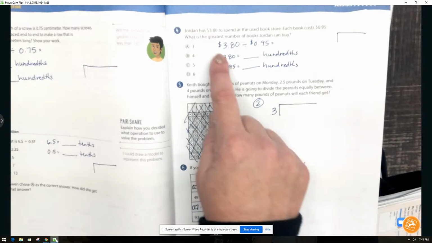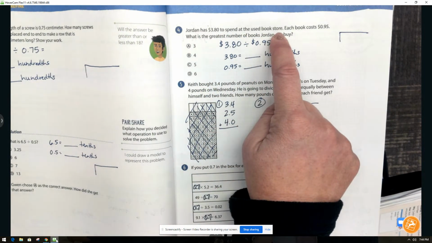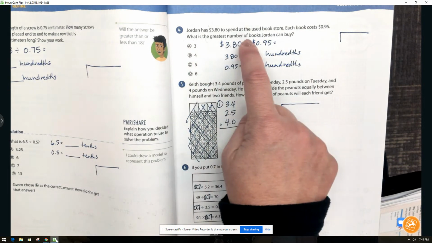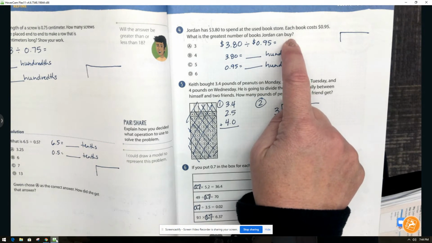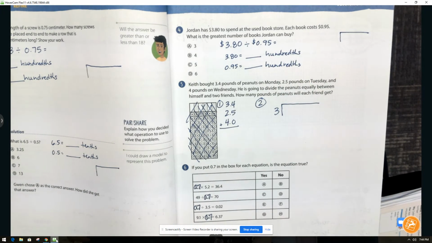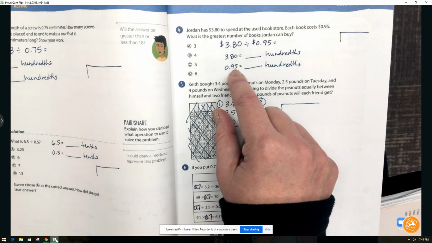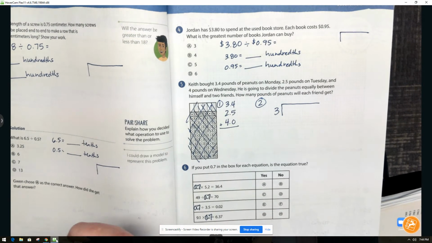Number 4, Jordan has $3.80 to spend at the used bookstore. Each book costs 95 cents. What is the greatest number of books Jordan can buy? So you're going to go ahead and first take both of those decimals and turn them into hundredths. And then you're going to find out how many times 95, well, I don't want to say it, I'm giving you the answer.